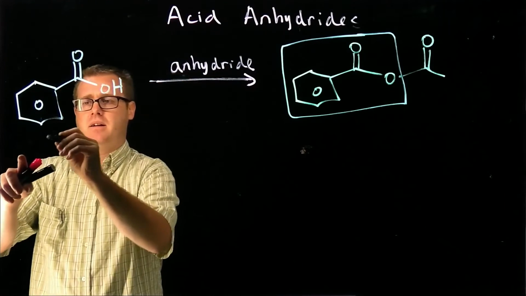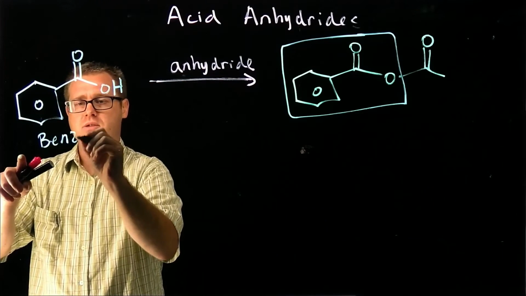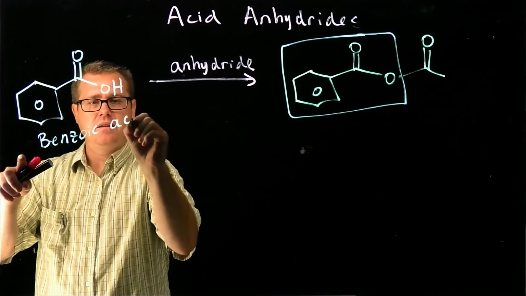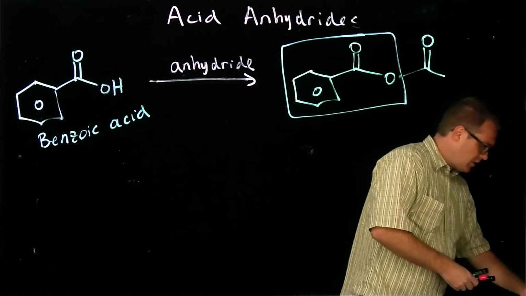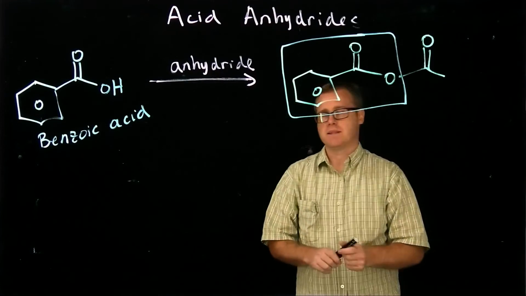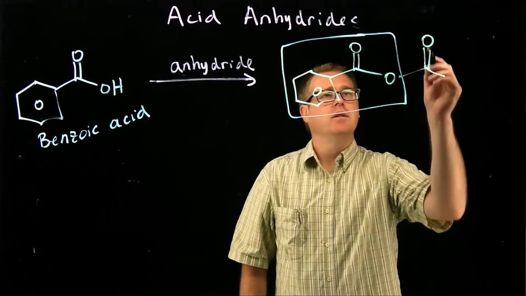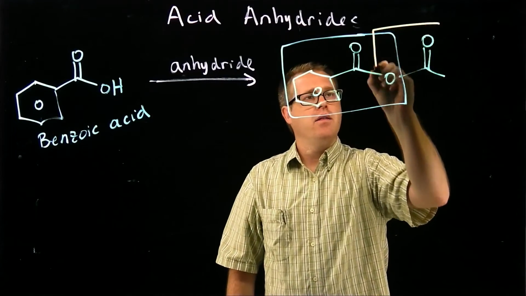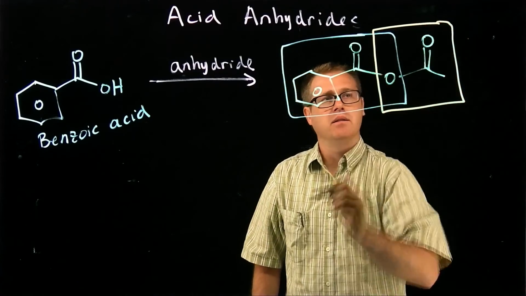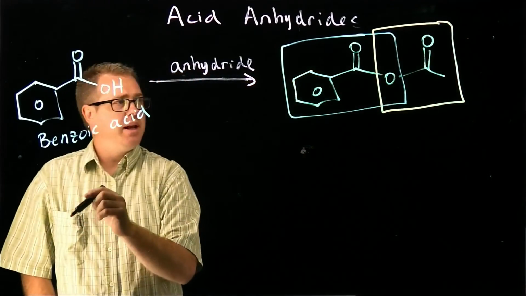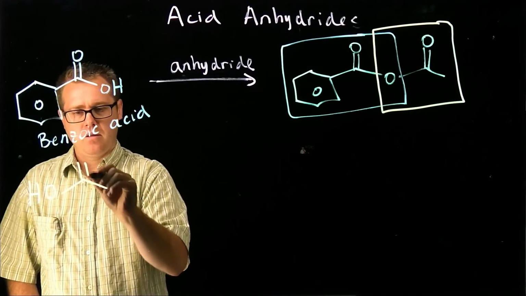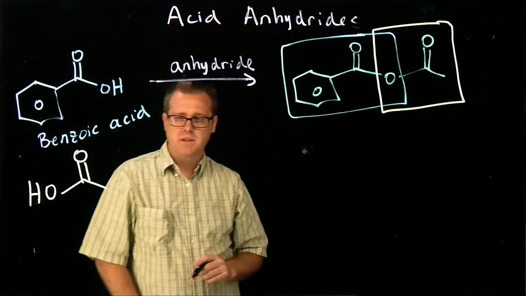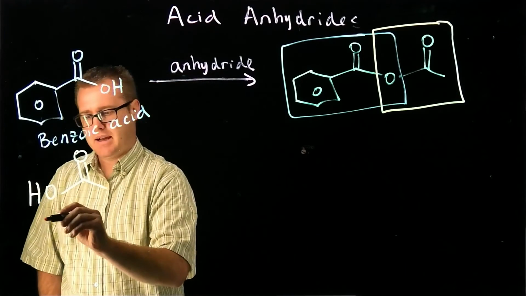So what's that guy called? That's benzoic acid. Let's test my luck with a different marker. And then this piece right here is going to be, what's that guy called? That's acetic acid.